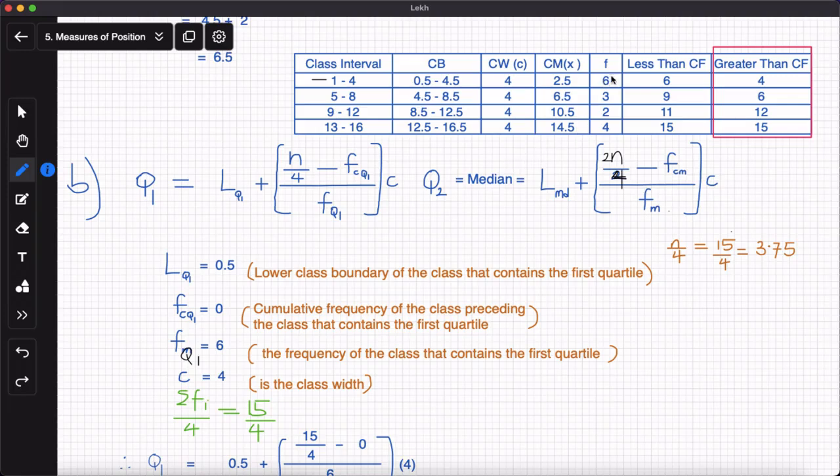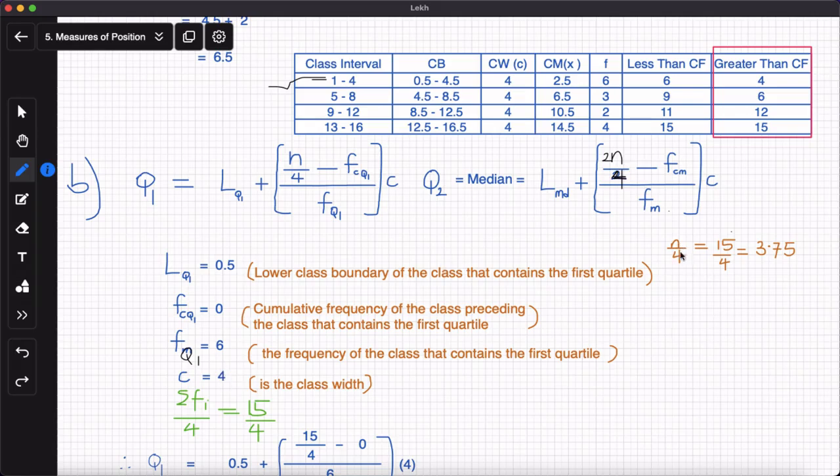looking at that again. Sorry, this is the class that contains the quartile. So what is the frequency of that class? It's 6, actually. So we are going to write 6 here. And then we have the class size before again. So let's do it again.